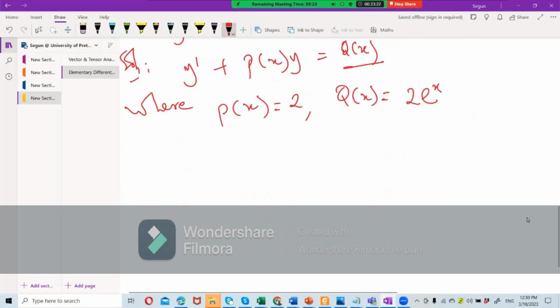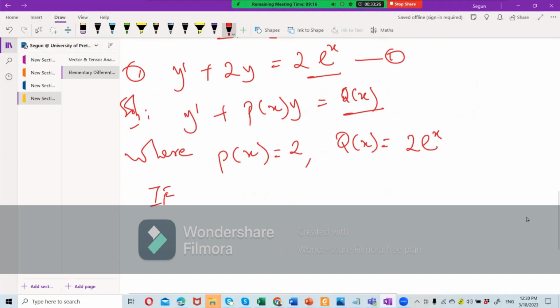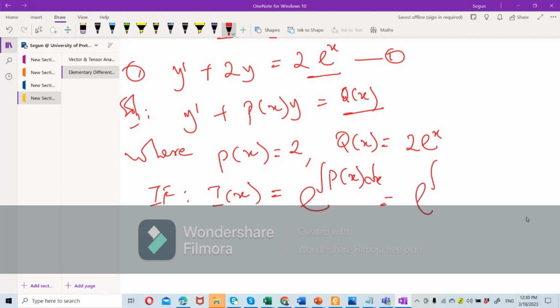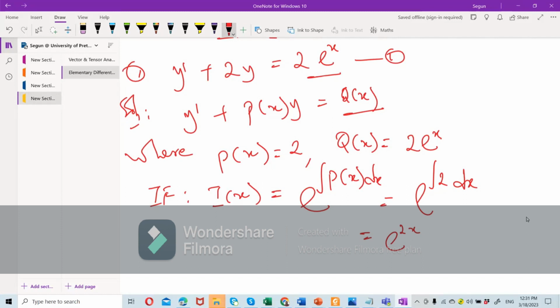Now let's look at the integrating factor. Our IF, integrating factor, is I of x equals exponential integral of p of x dx. What is my p of x? It's 2. So that is exponential integral of 2 dx. If I integrate 2 dx, what do I have? I will have exponential 2x. Do we agree? Yes, sir.